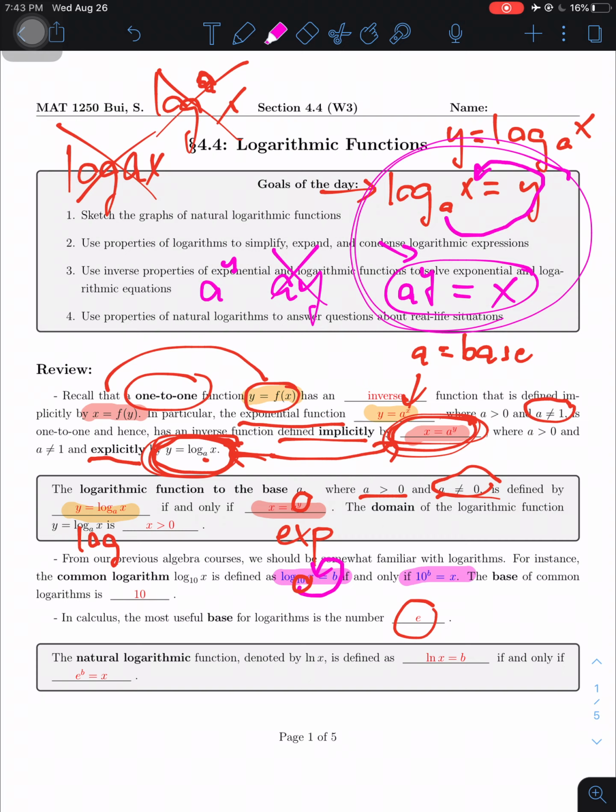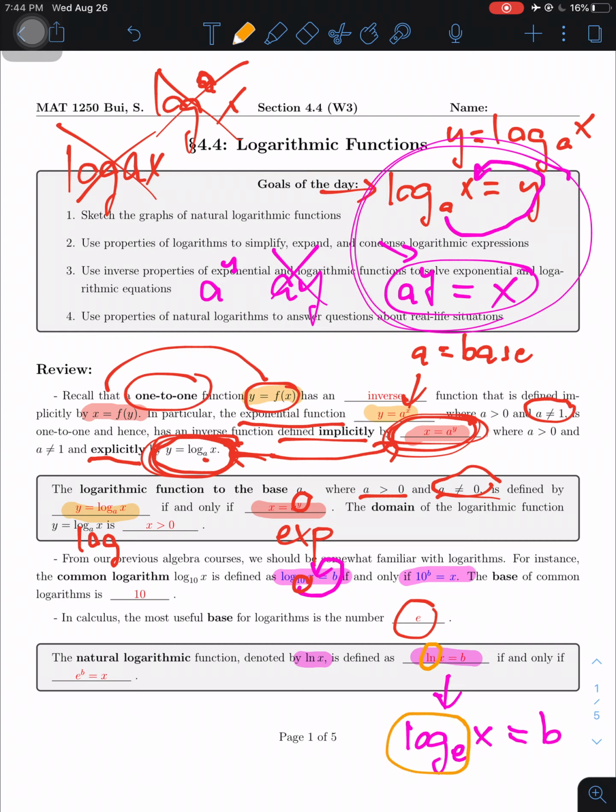Let me highlight it here. It's defined by ln x equals b. And again, another way to write this one is, let me put it in pink, another way to write ln x equals b is that we can write log base e of x equals b. So if you try to make a comparison, let me put it in orange, ln in here equals log base e.